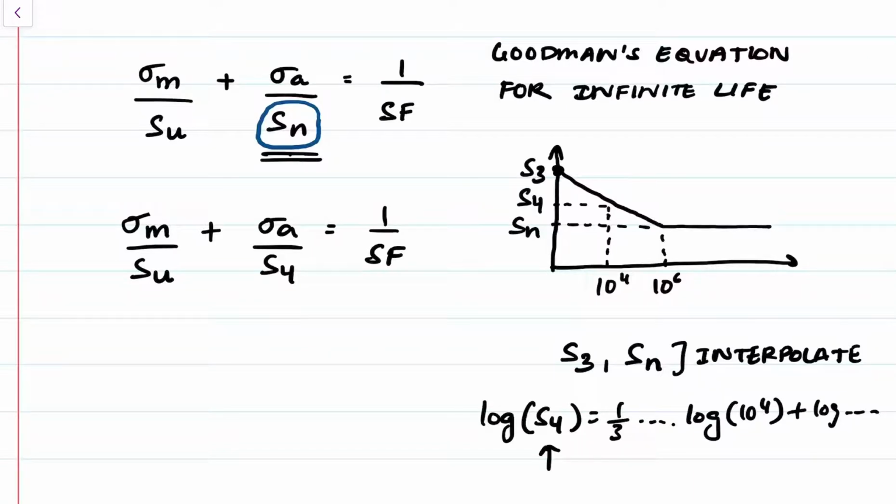So this Goodman's equation can be modified in this case. So equation 1 is for infinite life, but if you desire a life of 10 to the 4 cycles or 10 to the 5 cycles or anything in between 1,000 and 1,000,000 cycles, you can solve for the corresponding strength and substitute that in the denominator of an alternating term. So this is your mean term. This is your alternating term. And this is your safety factor.